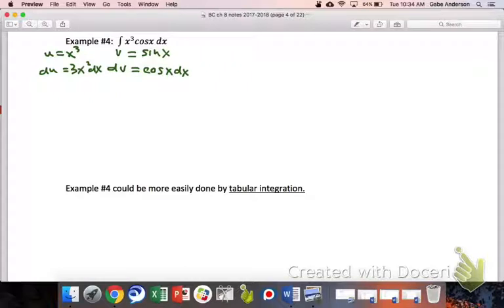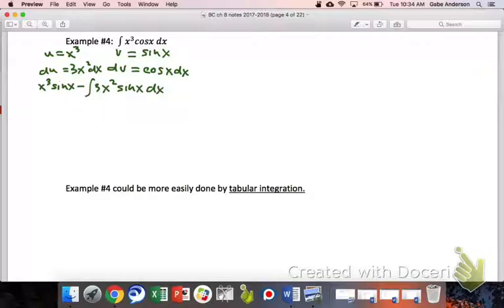There we go. So you set up the ultraviolet voodoo thing, and you end up with x cubed sine of x minus the integral of 3x squared sine of x dx. And of course, you look at that integrand and you think to yourself, oh my gosh, that's another integration by parts, another polynomial times the transcendental. And so you might feel like we've made the wrong choice, but notice how the degree on the polynomial went from 3 to 2.